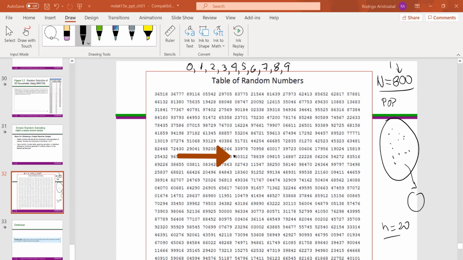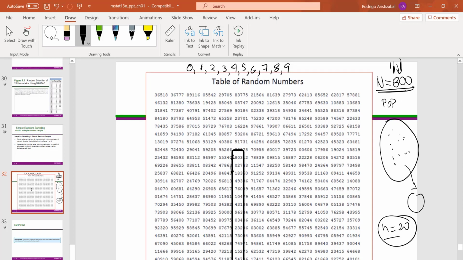Then from this point we can take any direction: down, up, to the right, to the left, diagonal. In any direction we can select 20 observations. And suppose that we are going to select this direction, down. Because the population has only 800 items, we need only 3 columns: column 1, column 2, and column 3. Then these 3 columns.